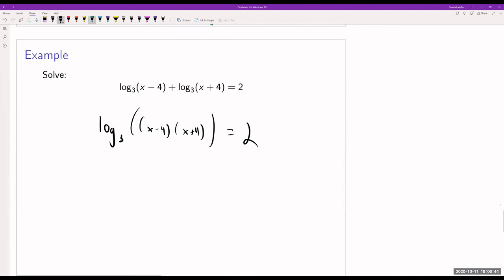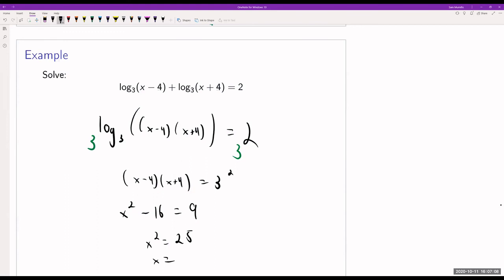Then we will take both sides and make them a power of 3, which will give us (x minus 4)(x plus 4) is equal to 3 squared, which is, of course, 9. So x squared, that cancels, minus 16 is equal to 9. x squared is 25, and x is equal to negative 5, 5.